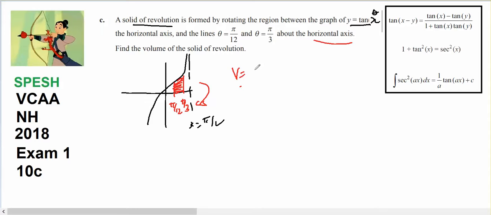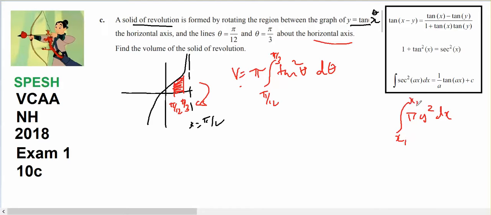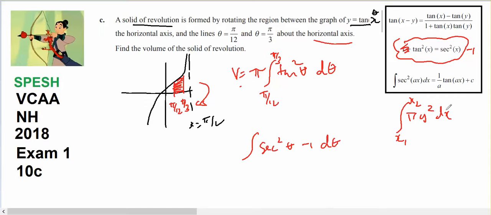So the volume is going to equal pi times the integral from pi on 12 to pi on 3 of tan theta squared d theta, i.e. the integral of pi y squared dx from x1 to x2. So using my formula sheet, I'm going to put a negative 1 over there and do a substitution. So I'm looking at the integral of sec squared theta minus 1 d theta.